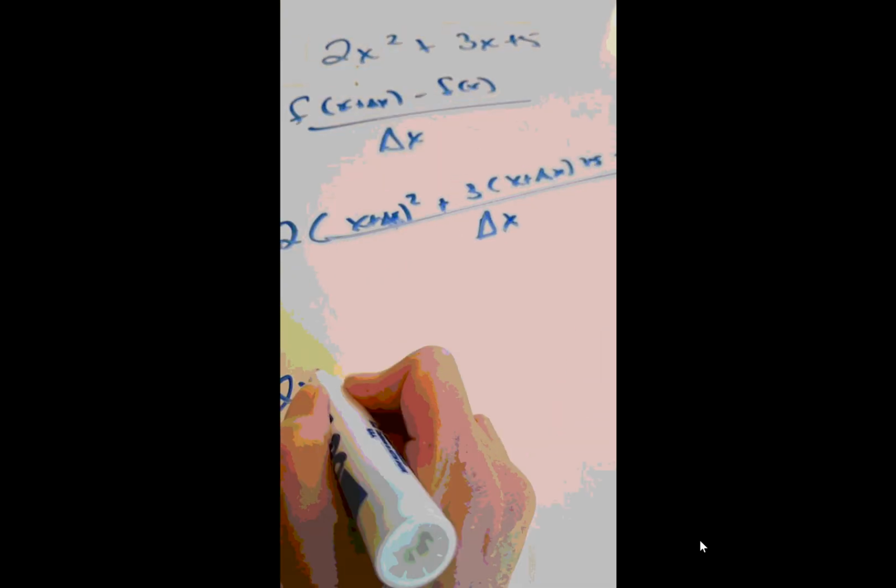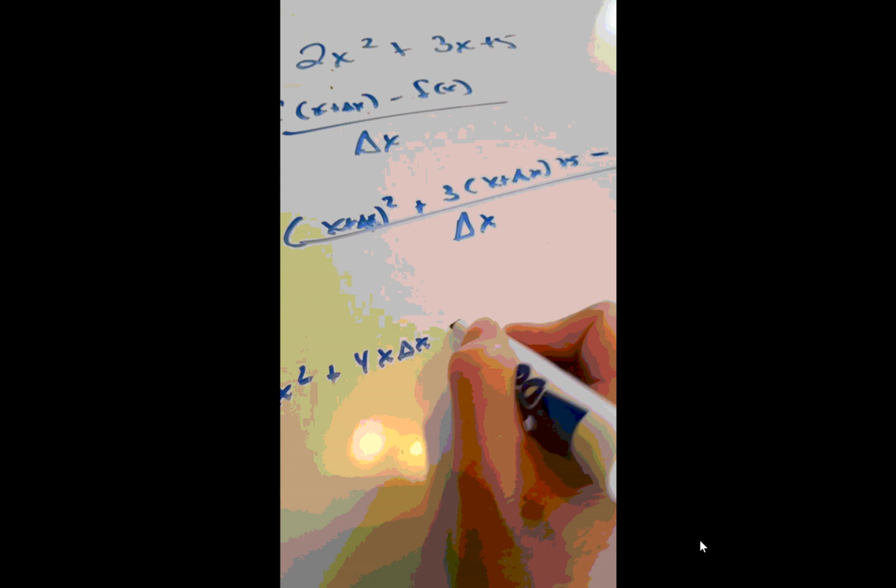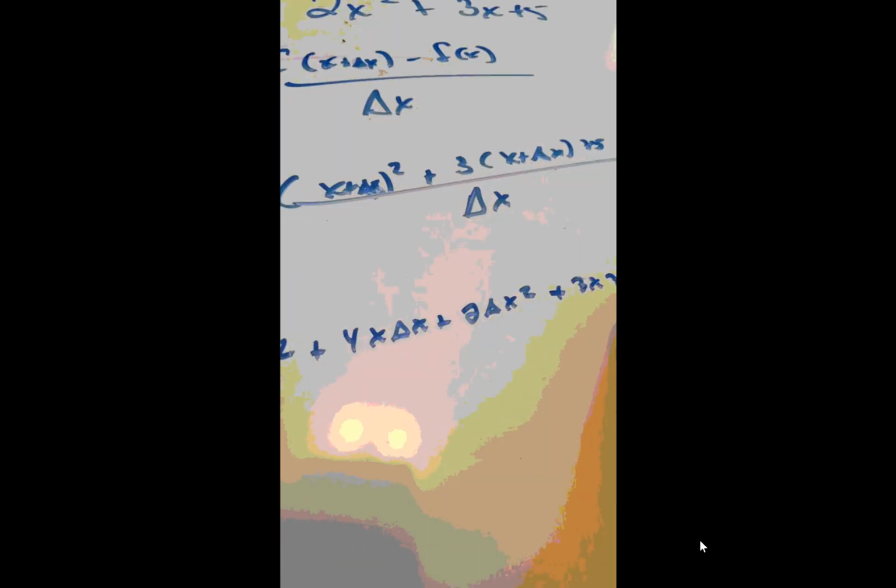Now I'm going to distribute my 2 as I square this. So this is going to be 2x squared plus 4x delta x plus 2 delta x squared plus 3x plus 3 delta x plus 5, then minus 2x squared minus 3x minus 5. And this is all over delta x.